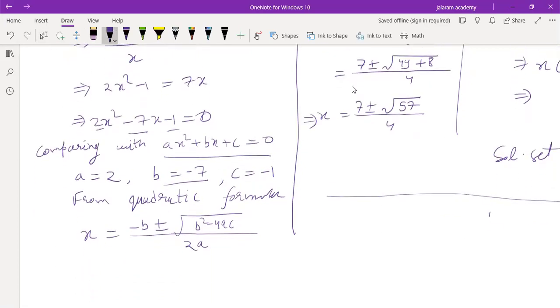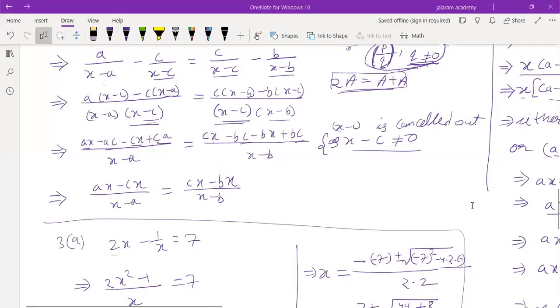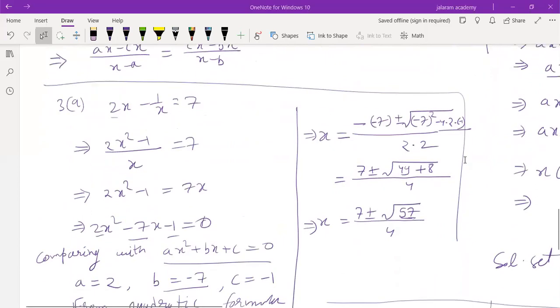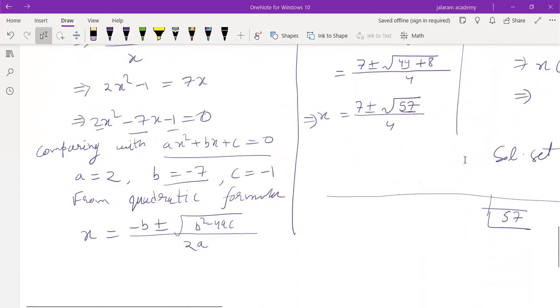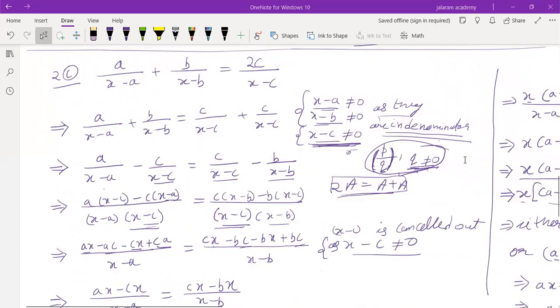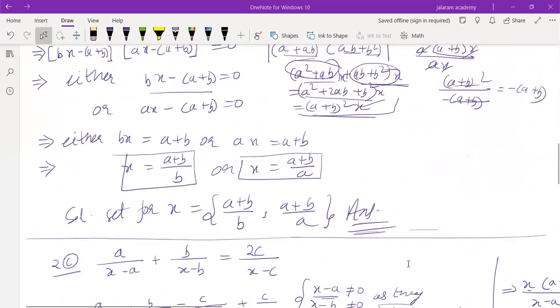So now we have to find the square root of 57. Sir, I have found it, 7.549. Have I asked you? No, sir. So now you have to solve it completely and send me on WhatsApp, everyone, all the questions which I have discussed. And you have to complete the sheet today.